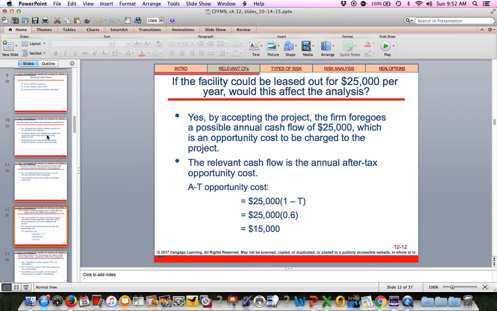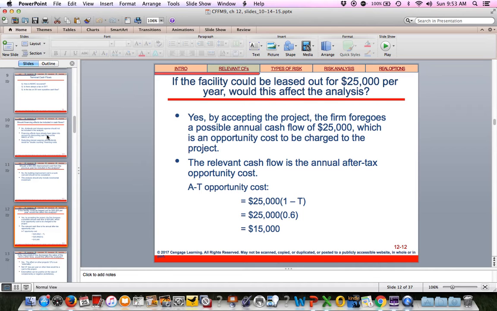By accepting the project, we're giving up an annual $25,000 cash flow. So it's an opportunity cost. So remember that we've got choices. We could choose to rent this out. We could choose to buy equipment and make a product. We have to decide which one makes more sense. But in this example, this is very relevant, and this is an opportunity cost. So I'm giving this up to be allowed to manufacture the product.